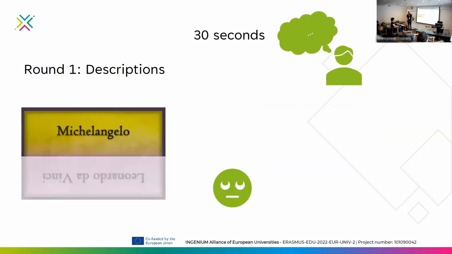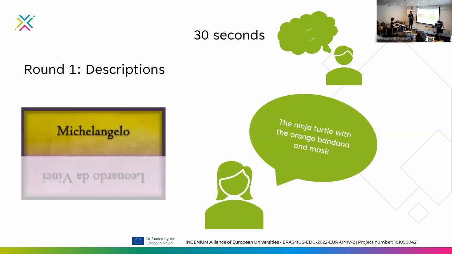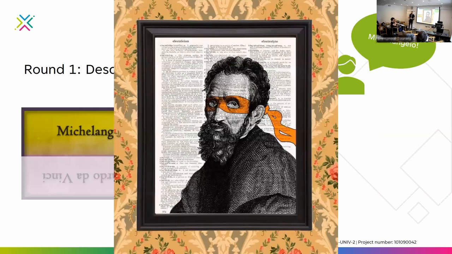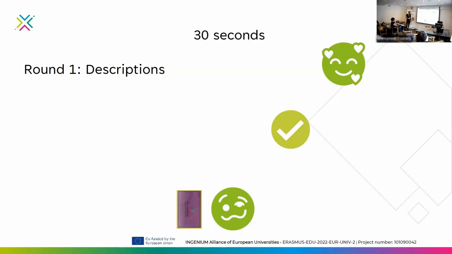Imagine you are doing this description, but your friend doesn't know who Michelangelo is. You have to try to think in another way. For example, you can say the Ninja Turtle with the orange bandana and mask. And maybe your friend says, hey, it's Michelangelo. It's a way to think with other options. And in this case, it's perfect.